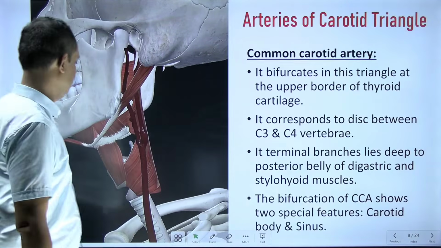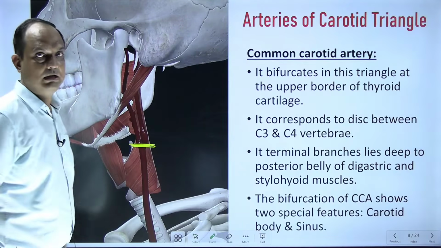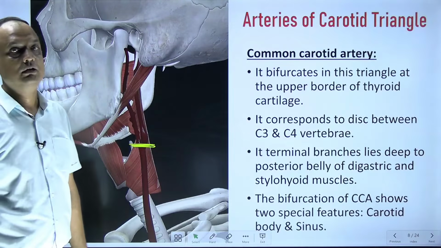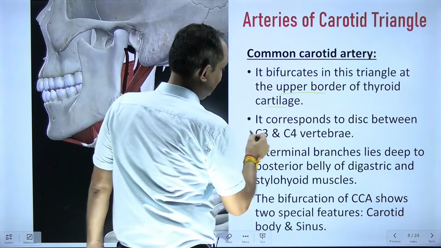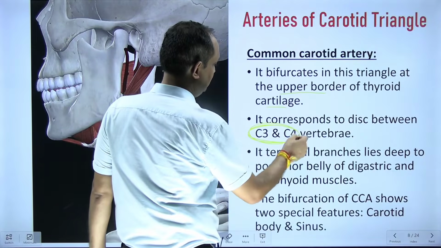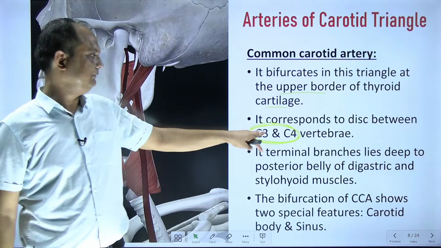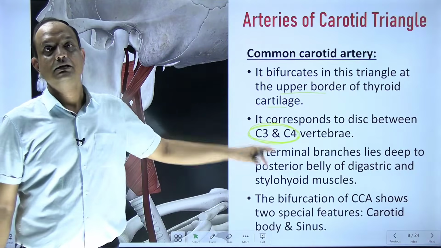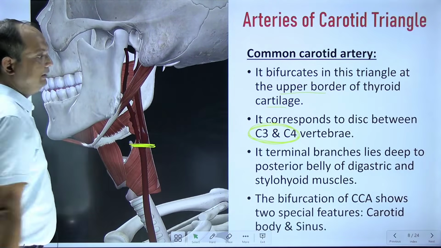So this is the first question: this bifurcation of the common carotid artery, or I can say termination of the common carotid artery, lies at what level? So there may be two answers. One is the upper border of thyroid cartilage, or the second answer may be the intervertebral disc at C3, C4. So the disc between the C3, C4 vertebra or the upper border of thyroid cartilage is the level at which this common carotid artery bifurcates.